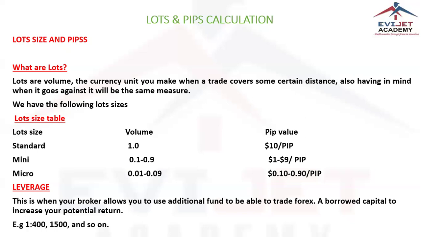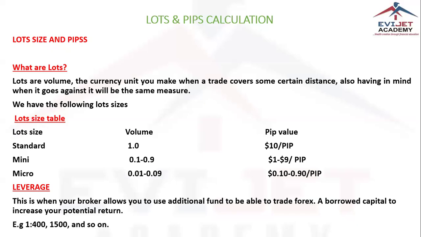The mini lot, 0.1, is equal to $1 per pip. 0.9 is equal to $9 per pip. So you want to know how to use it. On your $100 account, if you use 0.1, only a 10 pip movement and $10 is gone. And that 10 pip movement can happen within a minute or two. For gold, it can happen in less than 10 seconds.